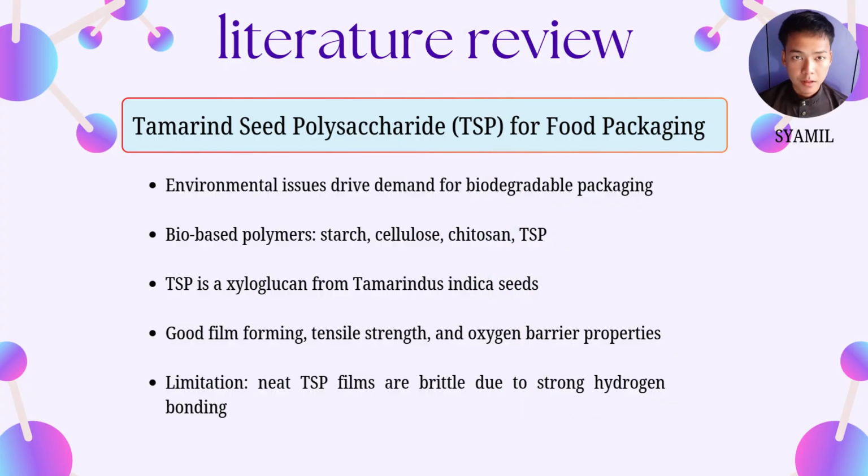TSP as a food packaging. Growing environmental concerns related to petroleum-based plastics have increased the demand for biodegradable food packaging materials. Bio-based polymers such as starch, cellulose, chitosan, and tamarind seed polysaccharide or TSP have attracted attention due to their renewability and biodegradability. TSP is a xyloglucan extracted from Tamarindus indica seeds and is known for its excellent film-forming ability, good tensile strength, and oxygen barrier properties, which are important for food packaging application.